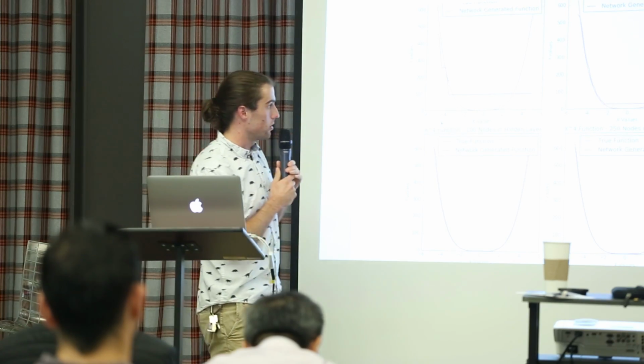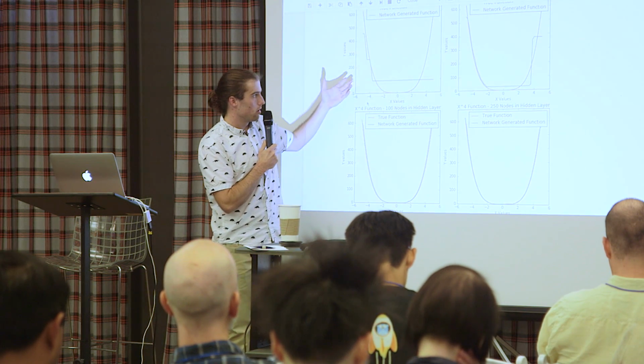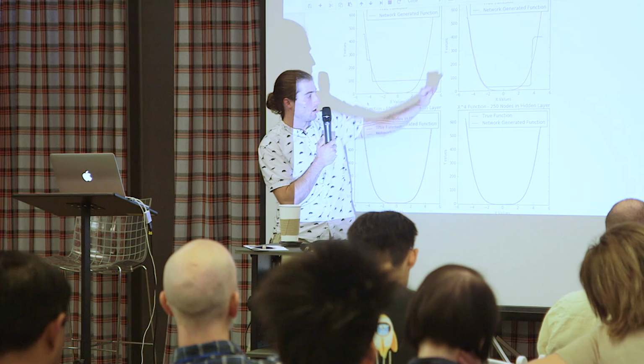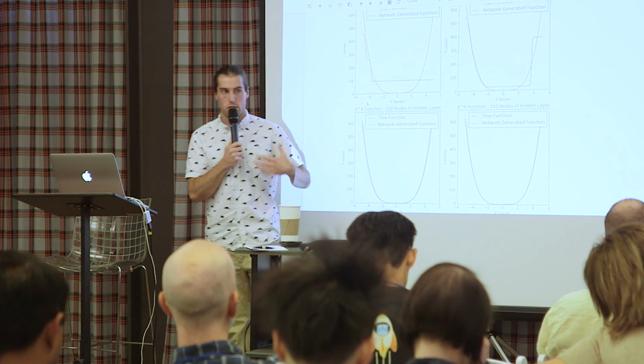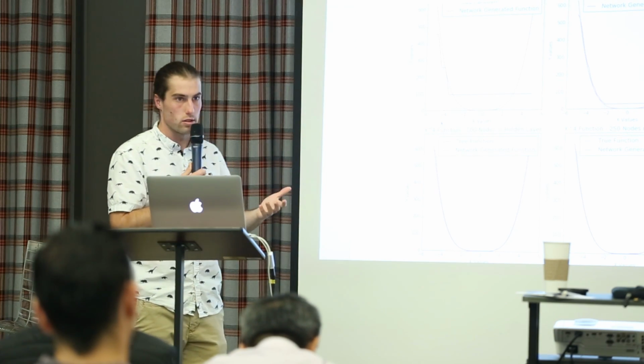Okay, and we would see this if we did it with any kind of arbitrary mathematical function, right? This is x to the 4th. So again, we have 2 nodes, 10 nodes, 100 nodes, and 250 nodes. And we see that as we add more nodes into that hidden layer, the network's much more easily able to learn that function.